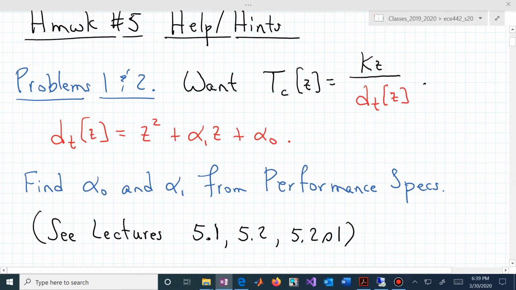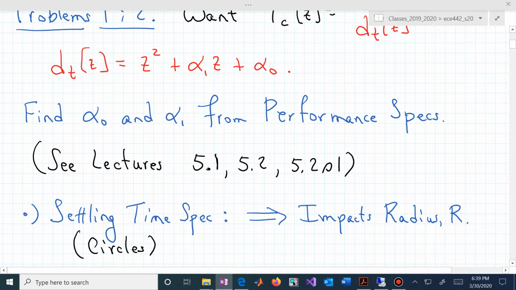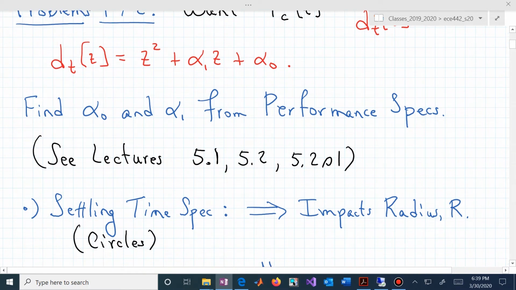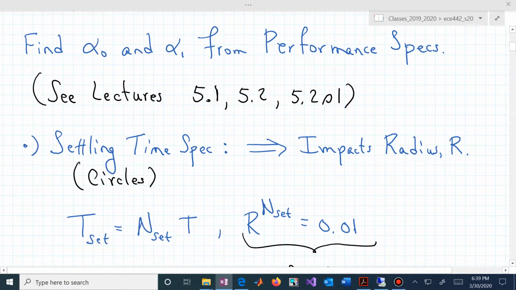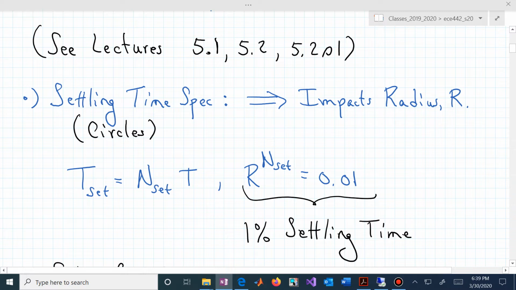For background, this is really working from lectures 1 and 2 and the supplement number 1 for lecture 5.2. Remember that our settling time specification, in terms of breakfast cereal shapes, that's circles. We have these concentric circles, and the settling time spec impacts the radius.